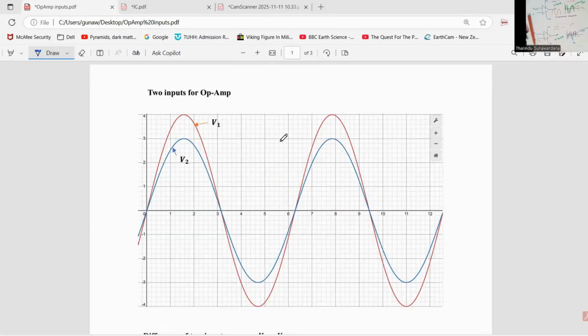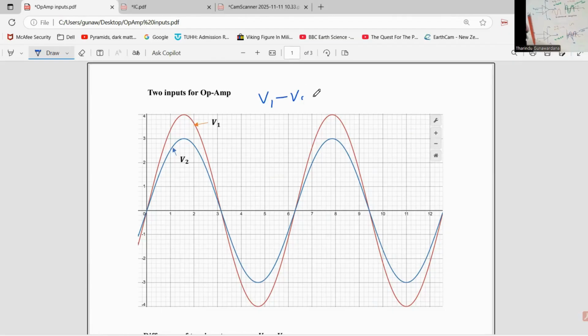Right, children, now we can see these two signals are fed into the op-amp. V1, this red signal, is fed into the non-inverting input. V2 is fed into the inverting input. Then what is V1 minus V2? V1 minus V2 is the differential input. So the op-amp is going to amplify this V1 minus V2, that means this differential input. Now we can see when time equals 0, both are 0. Therefore, what is V1 minus V2 when time equals 0? 0.